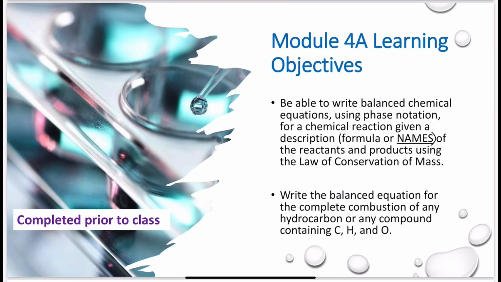Okay, in this module, we're going to focus on balancing chemical equations. So we should be able to write a balanced equation given formulas or names. If we're given the names of chemicals, we should be able to give the formula and balance it as well. We should be able to include phase notation, which means telling whether something is in the solid phase, liquid phase, gas phase, or aqueous phase. Aqueous means dissolved in water.